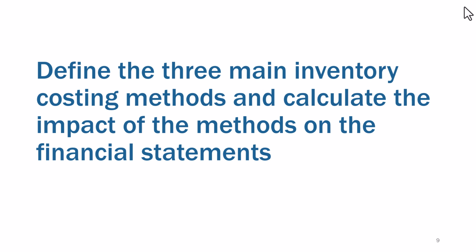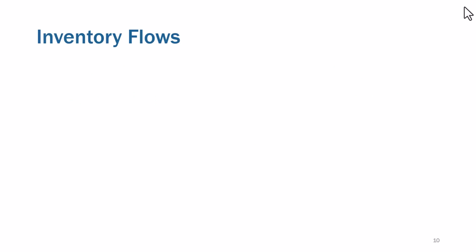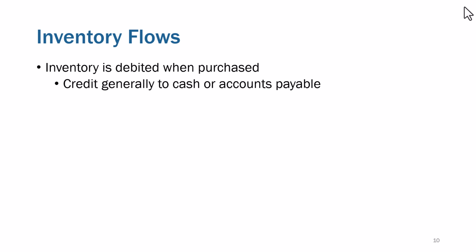So now we're going to dig in, and this is really the crux of this lesson, the three main inventory costing methods, and calculate the impact of these methods on the financial statements. First off, when inventory is purchased, you are generally going to debit inventory and credit cash or accounts payable. Some companies debit what's called a purchases account, which will end up being a part of inventory. I'll simplistically just refer to this as debiting inventory.